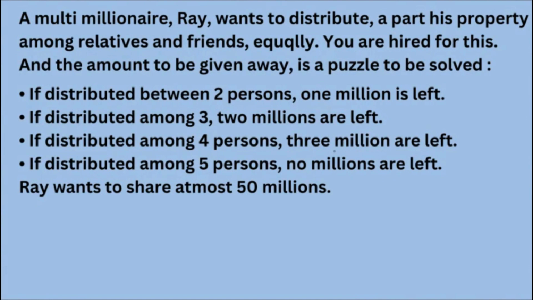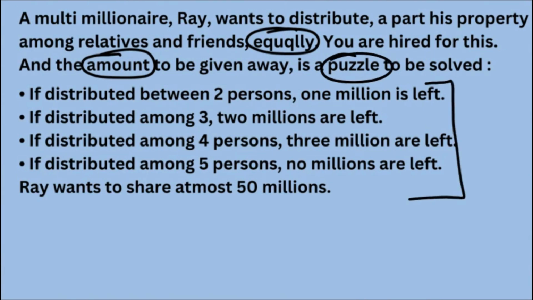Let me read the question for you. A multimillionaire wants to distribute part of his property among his relatives and friends equally, and you are hired to carry out this task. The amount to be given away is given in the form of a puzzle, and the puzzle is given in these lines.